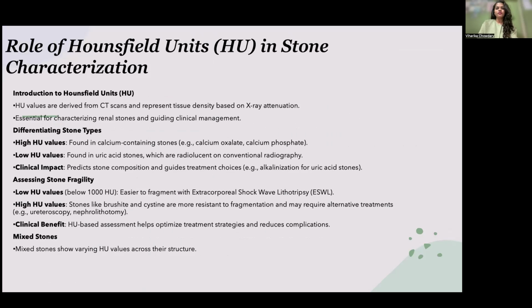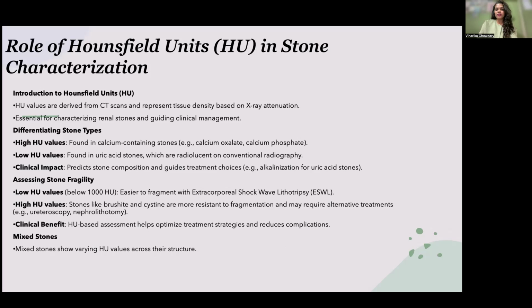Now coming to the role of HU, Hounsfield units, in stone characterization. HU values come from CT scans and they represent the density of the tissue. For stones, that helps us to estimate their composition. For example, calcium stones like calcium oxalate or phosphate typically show high HU values, and uric acid appears low HU and is radiolucent on X-rays. Knowing these HU values helps us in the treatment of the patient.